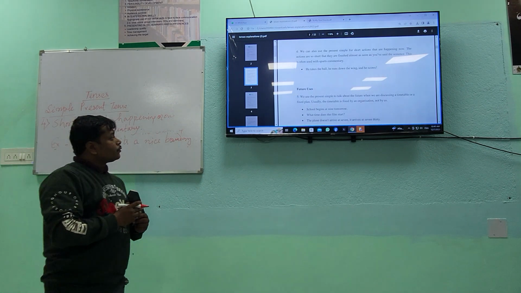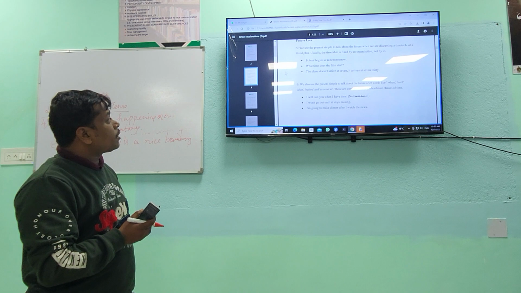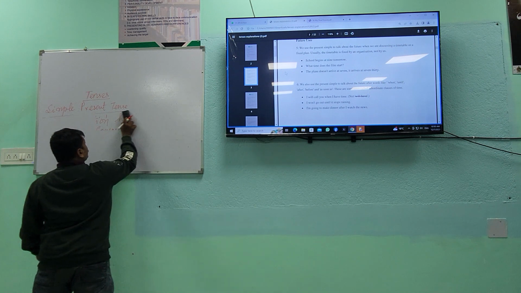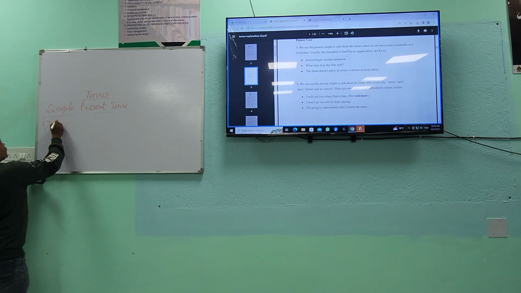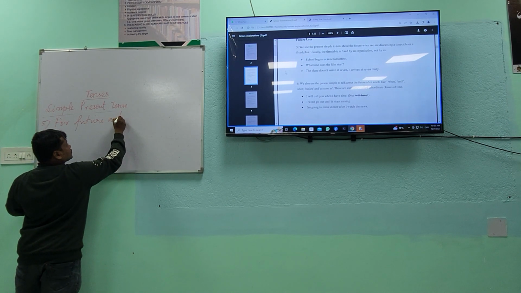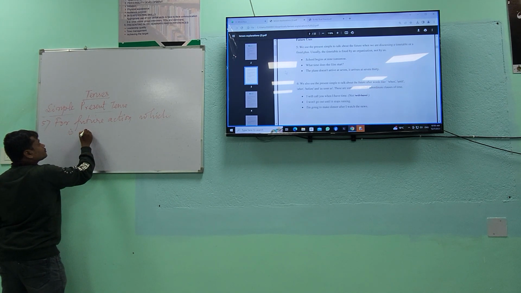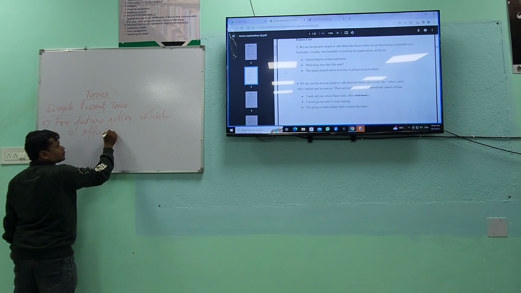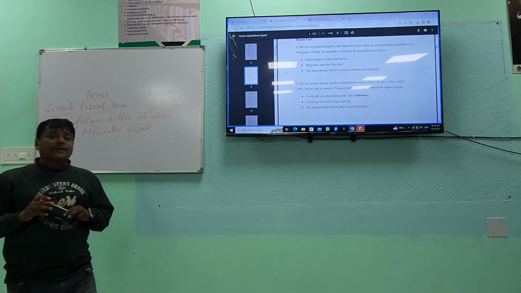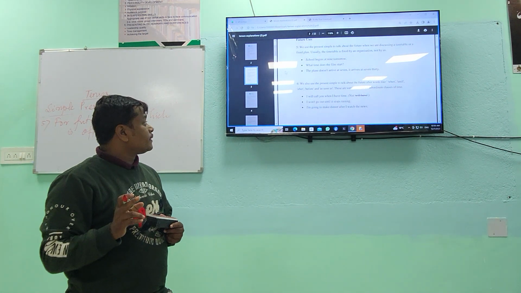Next, we use the present simple tense to talk about the future when we are discussing a timetable or a fixed plan. Yes, it is very important. For a future action which is officially fixed in a timetable. So if there is something which will happen in future that is officially fixed, in that case we use present simple tense.